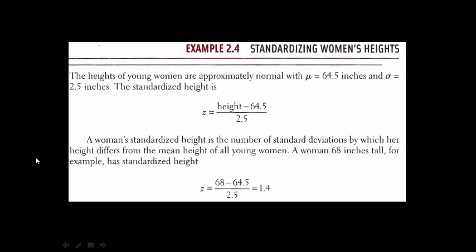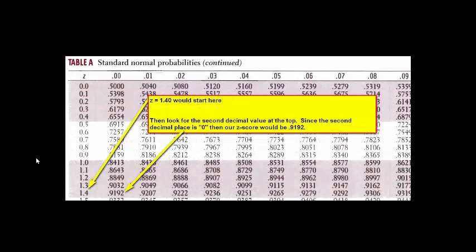Whenever we're looking at a woman who is 68 inches tall, for example, then that z-score is going to come out to 1.4. In the front of your book, you have an A table. You will also be given one to keep in your notes. 1.4 will be found in the left-hand column, and since there's not another digit, we would assume that it's 1.40. So we will always look in our A table for a ones place, a tenths place, and a hundredths place. In this particular case, it's 1.40.